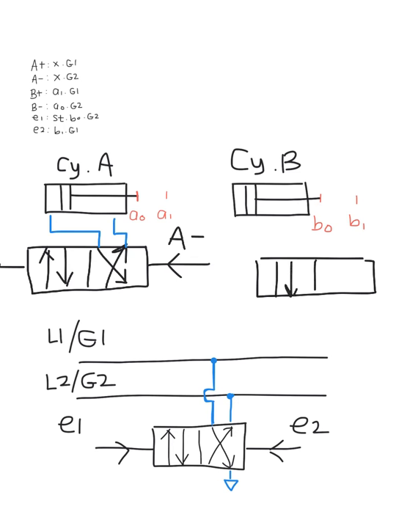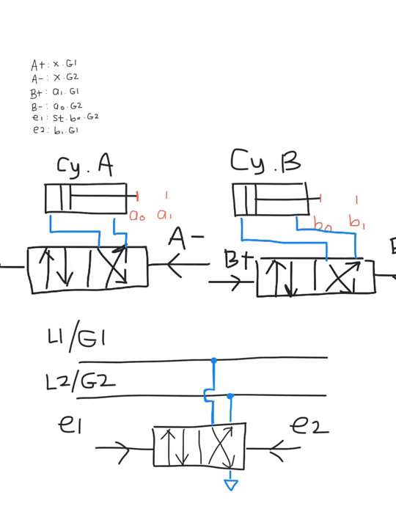Same directional valve for cylinder B, using a 4/2 way valve, connected in the unactivated position. Again, the left side is for B plus, and the right side is for B minus. Starting from here, we are using a different color, green.